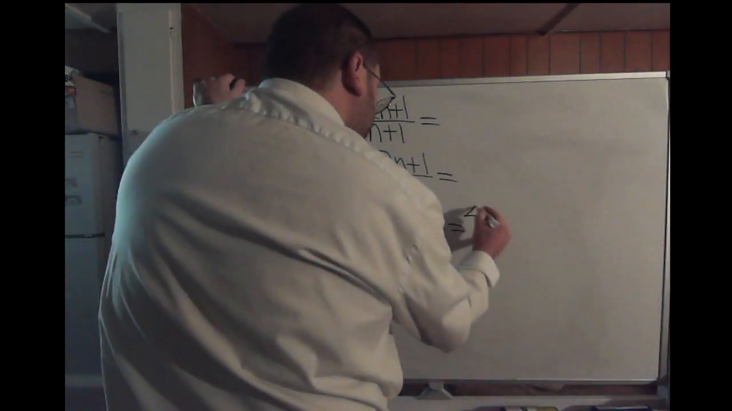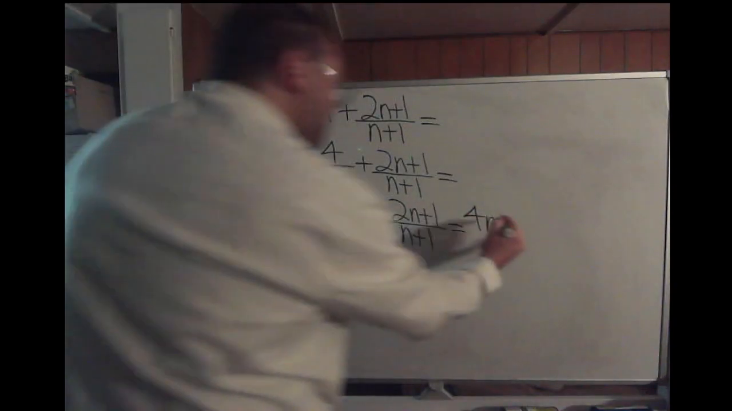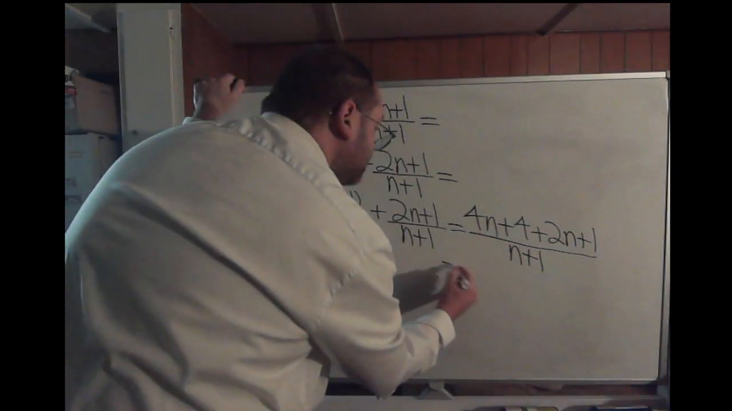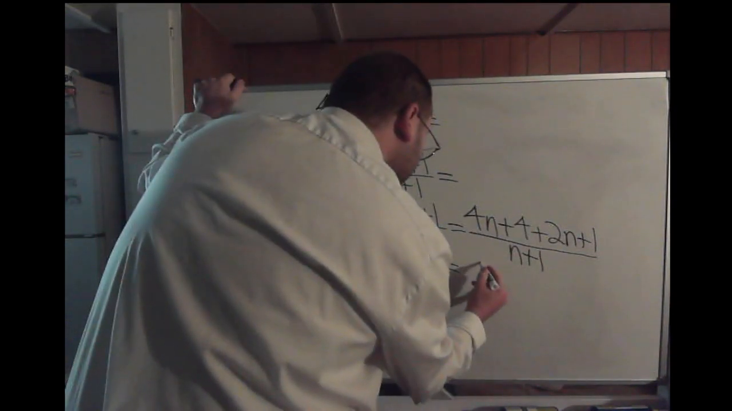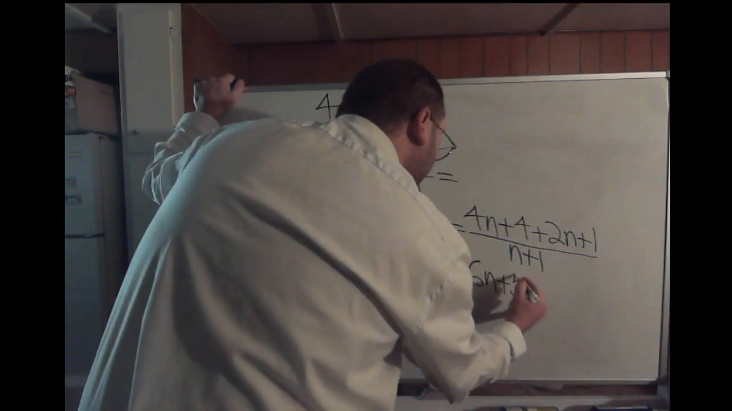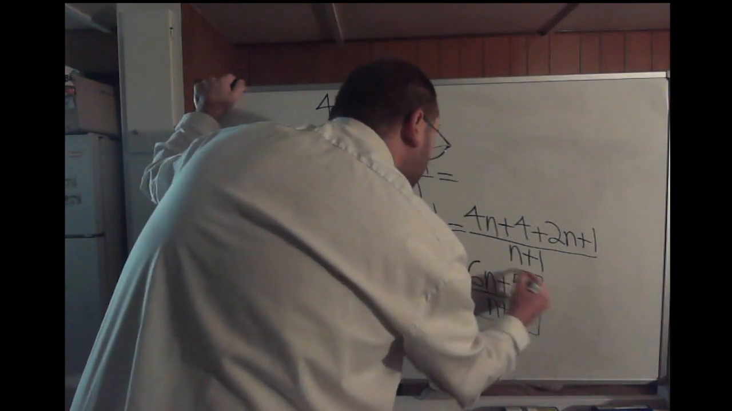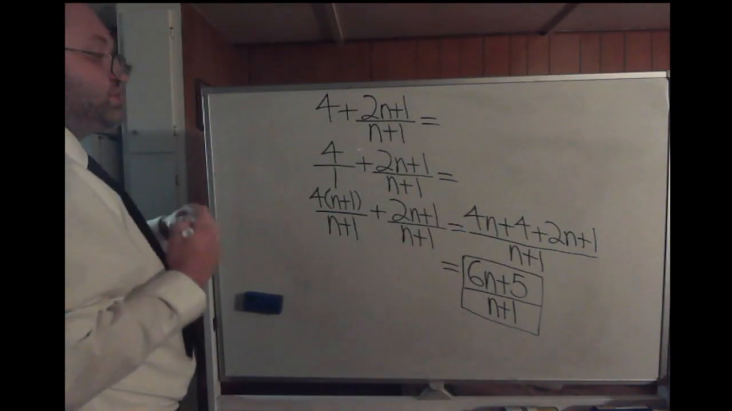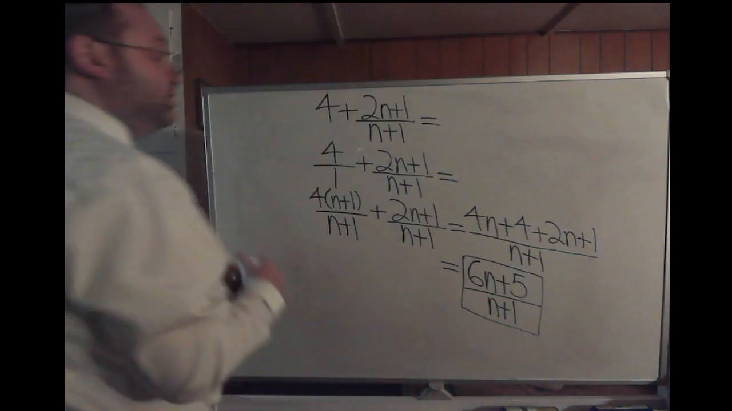You would end up getting 4n plus 4 plus 2n plus 1 all over n plus 1. Which we simplify this further. 4n plus 2n, that's 6n. 4 plus 1 is 5. You would end up getting 6n plus 5 all over n plus 1. That would be your answer, 6n plus 5 all over n plus 1.